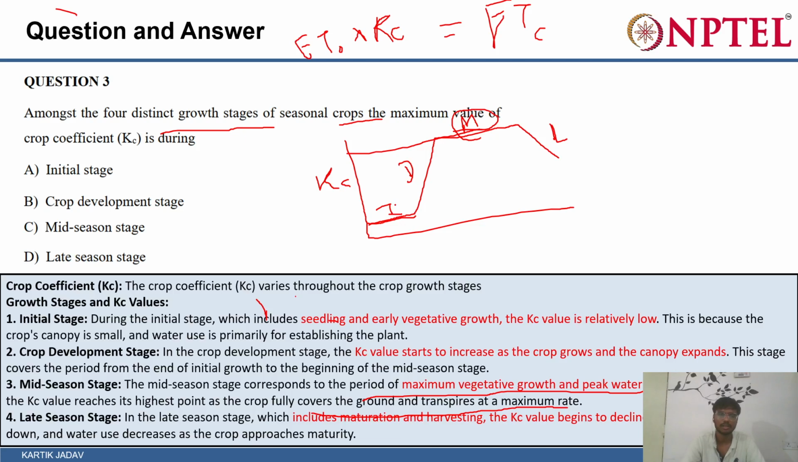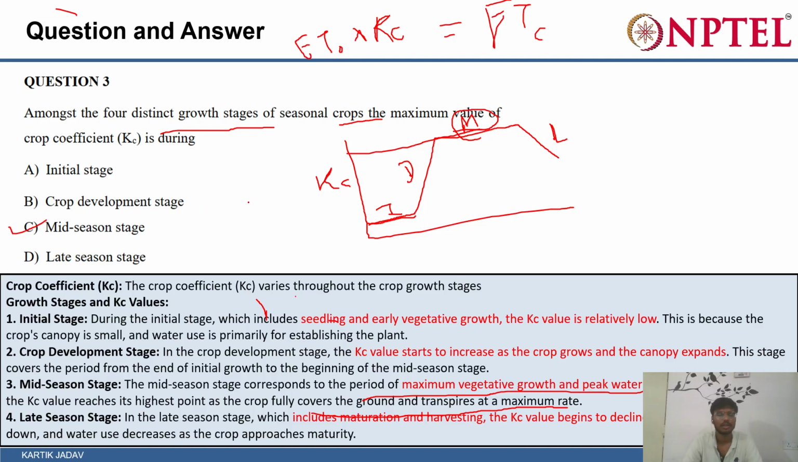So similar to that, a crop also requires more water during its mid-season stage, where it is well matured and ready to produce food. So in that stage it requires more water, and the value of Kc is also high.